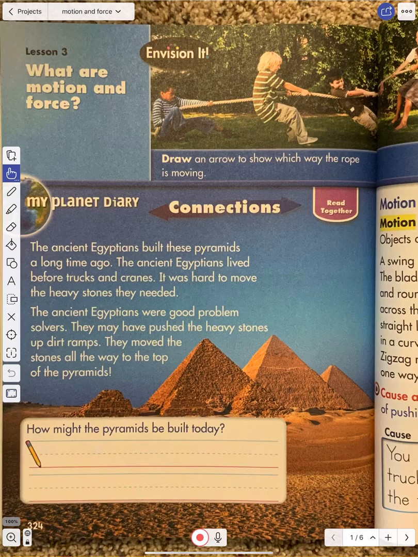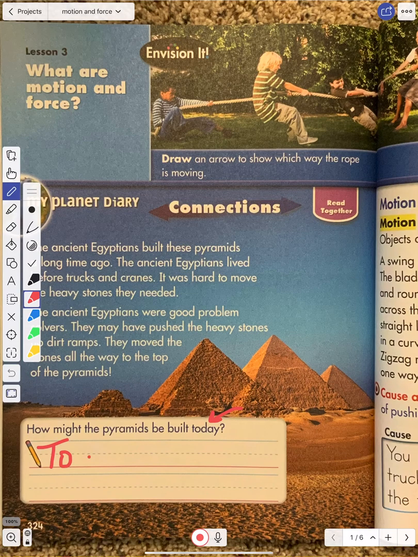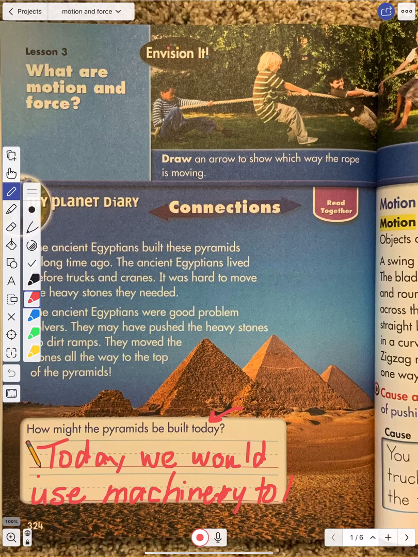You've maybe studied something about the Egyptians before, or the pyramids that were built. How might those pyramids be built today? Do you think we would be using just dirt ramps? I'm going to use the word today from the question, and I would say today we would use machinery to build. We would use machinery to build them, wouldn't we?